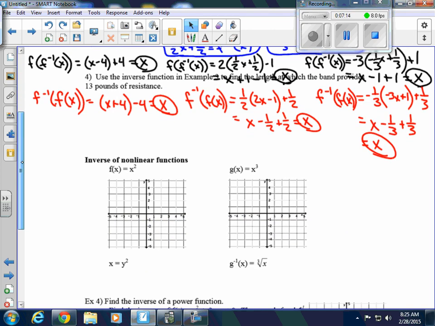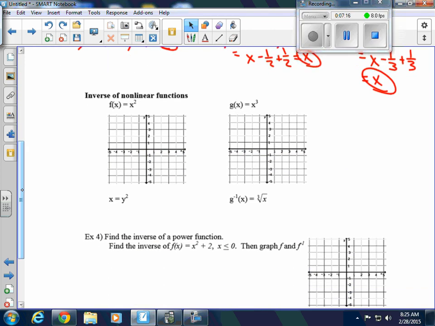Now moving down, we're going to look at the inverse of a nonlinear function. Well, remember, f of x equals x squared. That's our parabola. This is our parent function for the parabola. (0, 0), (1, 1), (2, 4), (-1, 1), (-2, 4). If we would graph this, that's what it would look like. And so next, we're going to look at what the inverse of this is going to look like.